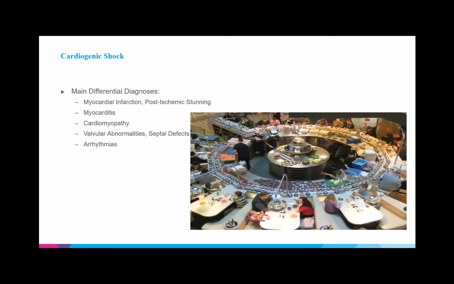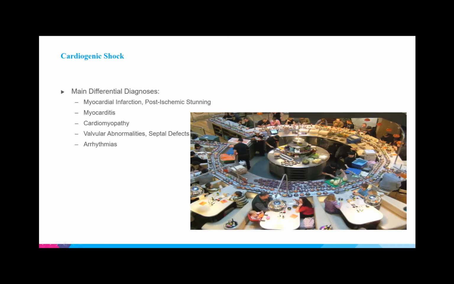Okay, and so the last type of shock we haven't talked about yet is essentially what you'll see in the CCU, and that's cardiogenic shock. Obviously, even cardiogenic shock has a broad set of differentials, right? So you can have a myocardial infarction with post-ischemic stunning, you can have a myocarditis, hypertrophic, dilated, or non-ischemic cardiomyopathy. Certainly a lot of valvular abnormalities and septal defects can lead to cardiogenic shock over time, and then arrhythmias.